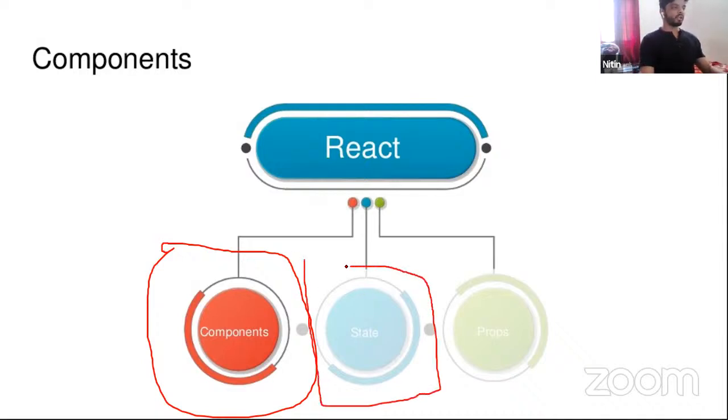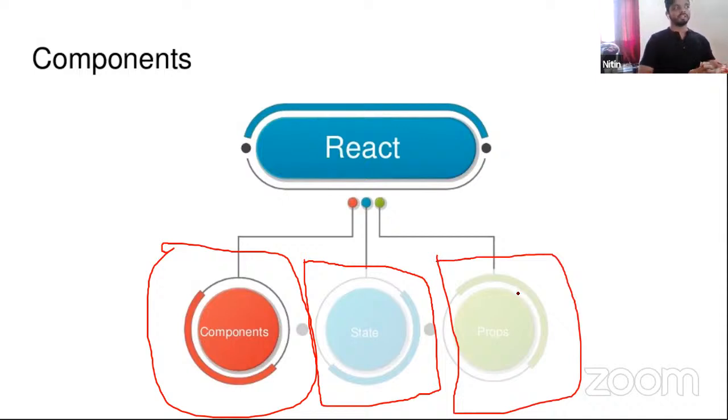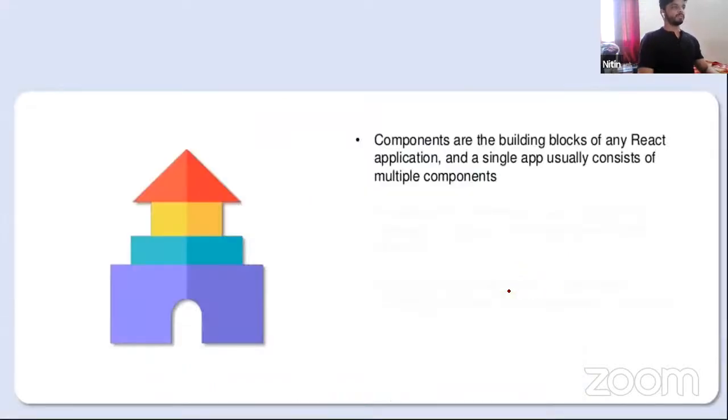State is whatever is inside the component, and props, if you remember from yesterday, we said data flow in React will always be from parent to child. So if this is the parent, data flow would be in this direction only. Props are whatever data the parent supplied. Okay, so let's go deeper into what components are.